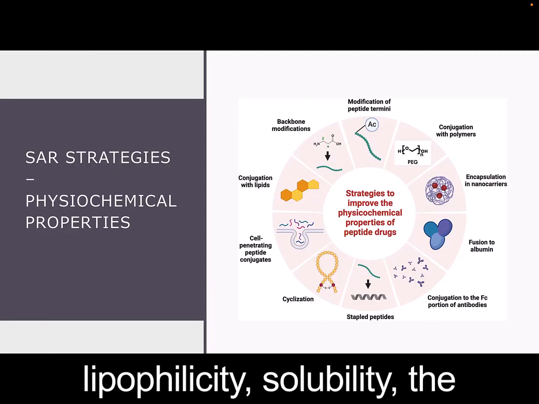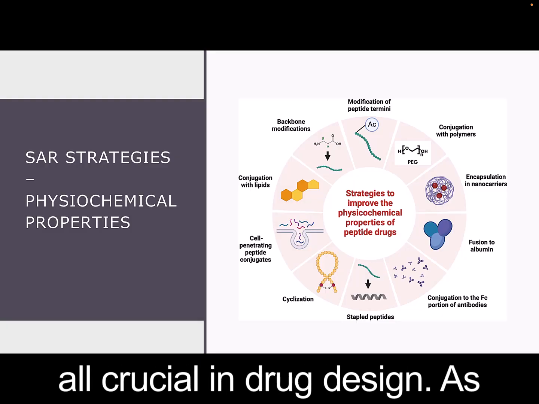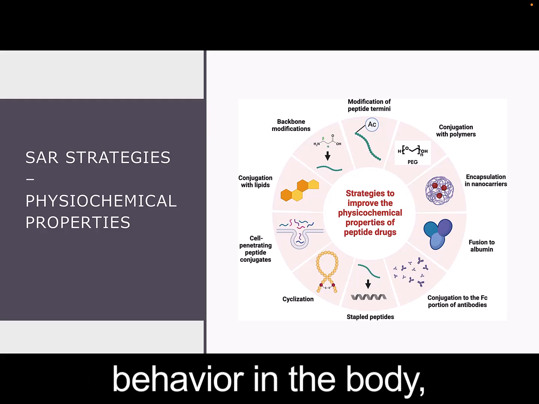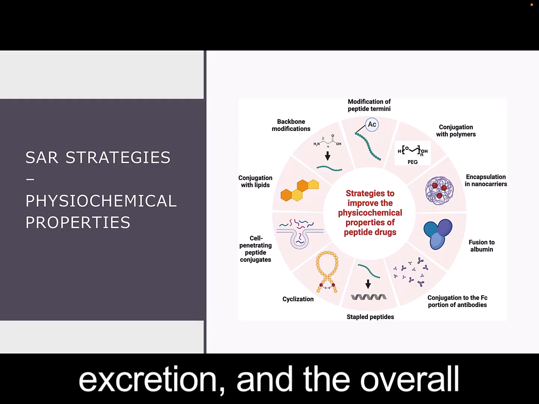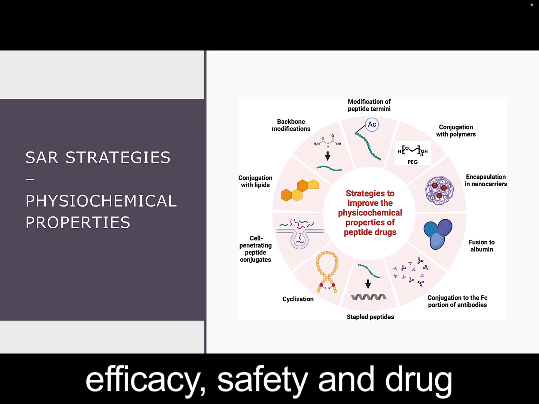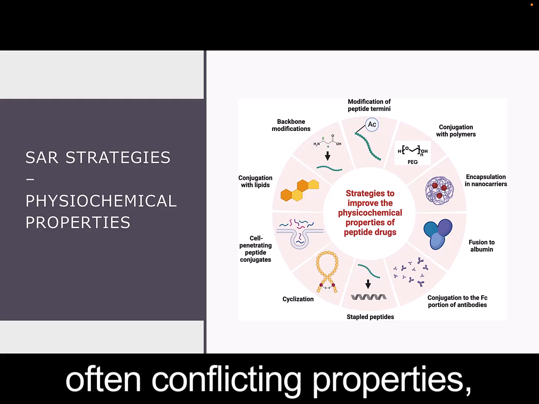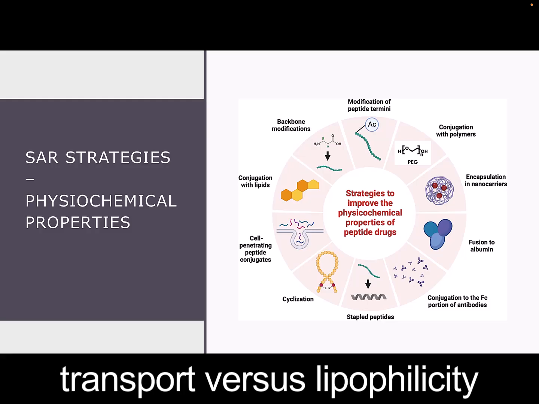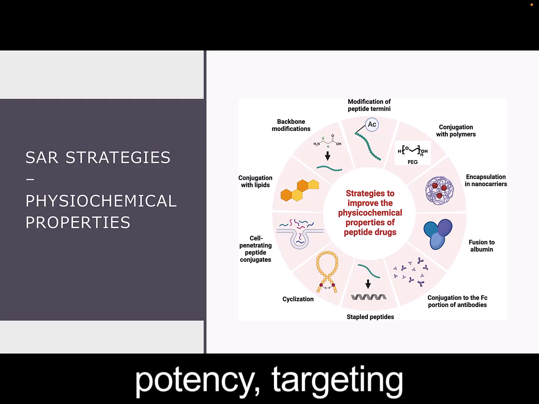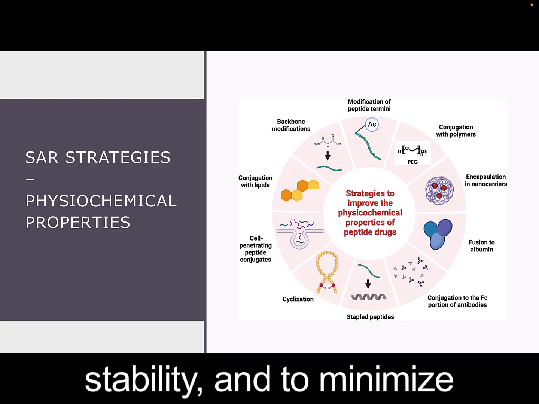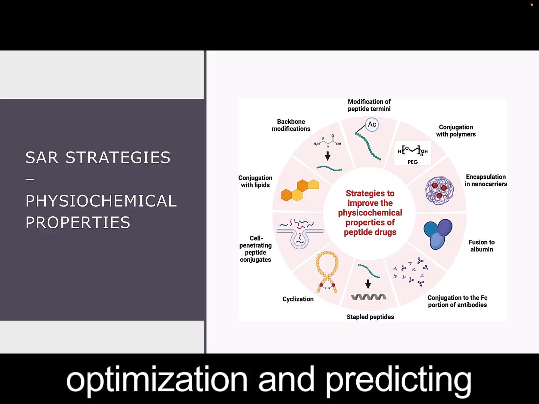Physicochemical properties like lipophilicity, solubility, the pKa, and molecular weight are all crucial in drug design as they dictate a molecule's behavior in the body, influencing absorption, distribution, metabolism, and excretion, and the overall efficacy, safety, and drug likeness. Balancing these often conflicting properties, such as needing solubility for transport versus lipophilicity for membrane crossing, allows chemists to optimize potency, target engagement, permeability, stability, and to minimize toxicity, guide lead optimization, and predicting success.